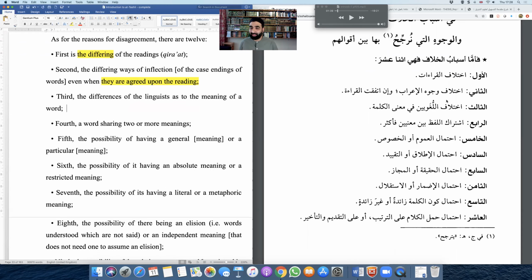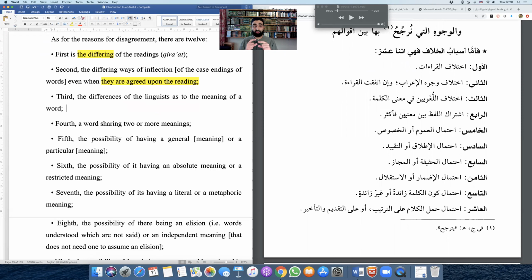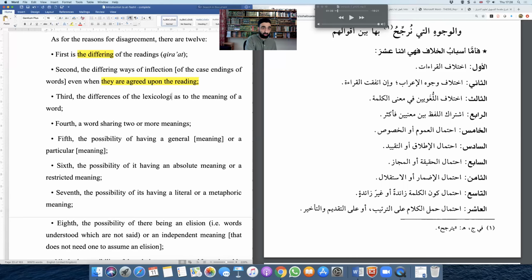Third, اختلاف اللغويين في معنى الكلمة. So then you've got a word itself, right? The denotation of a word. What is the meaning? So the linguists here, لغويين, the fancier word for لغويين in this sense is actually lexicologists, right? So lexicologists can be someone who actually compiles a dictionary, or it can just be someone who is involved in lexicology as a field.